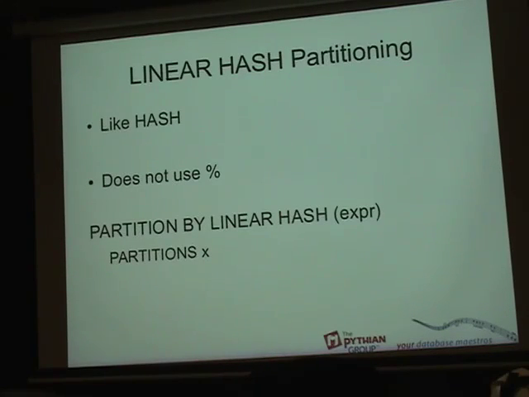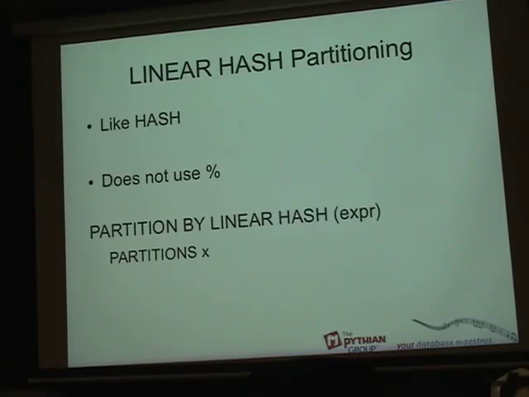So the example in the manual is, let's say the number is 13. The log base 2 of 13 is 3.7004 or whatever. The ceiling of that is 4. And then 2 to the power of 4 is 16. So that's going to end up being the number that then gets moduloed by the number of partitions. So it's a little crazy.